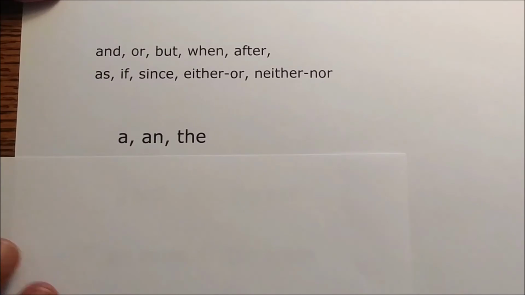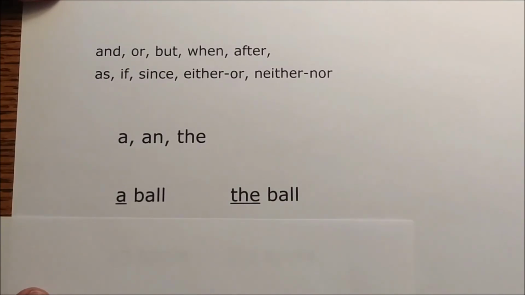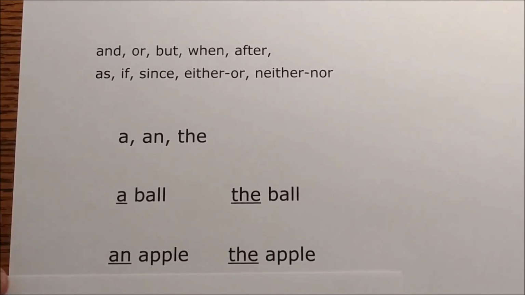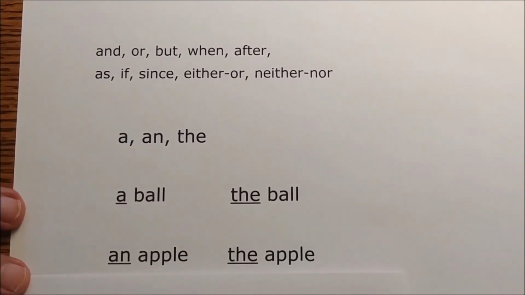Finally, I've been promising you that I would explain a, an, and the. They really don't have a function except to say if a word is general or specific. Let's take a look. If I say a ball, that kind of means any ball. But if I say the ball, I'm talking about a particular ball. If I say an apple, it just means any apple. But if I say the apple, it means a specific apple. So they're called articles, and they just show how specific a particular word is. That's their only function.